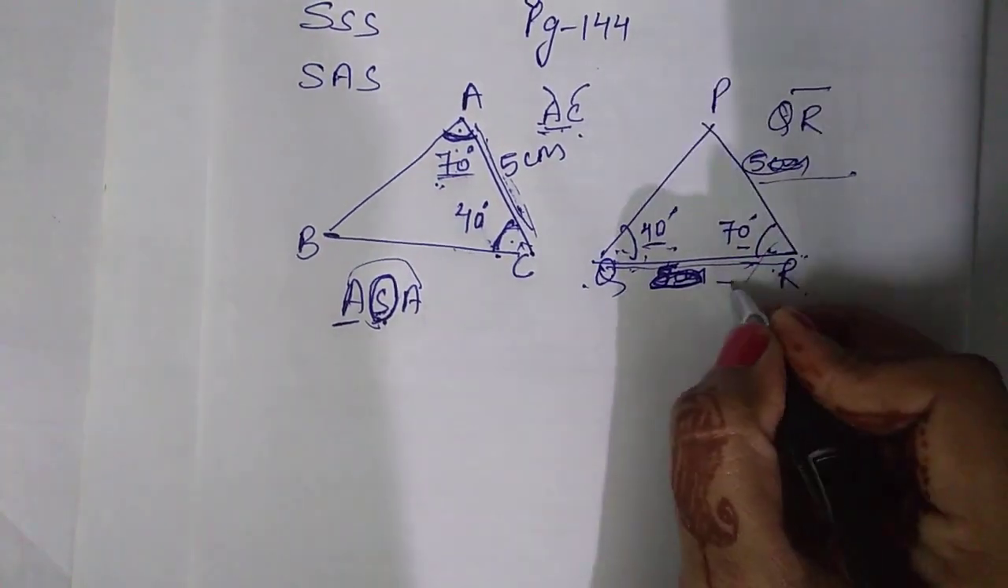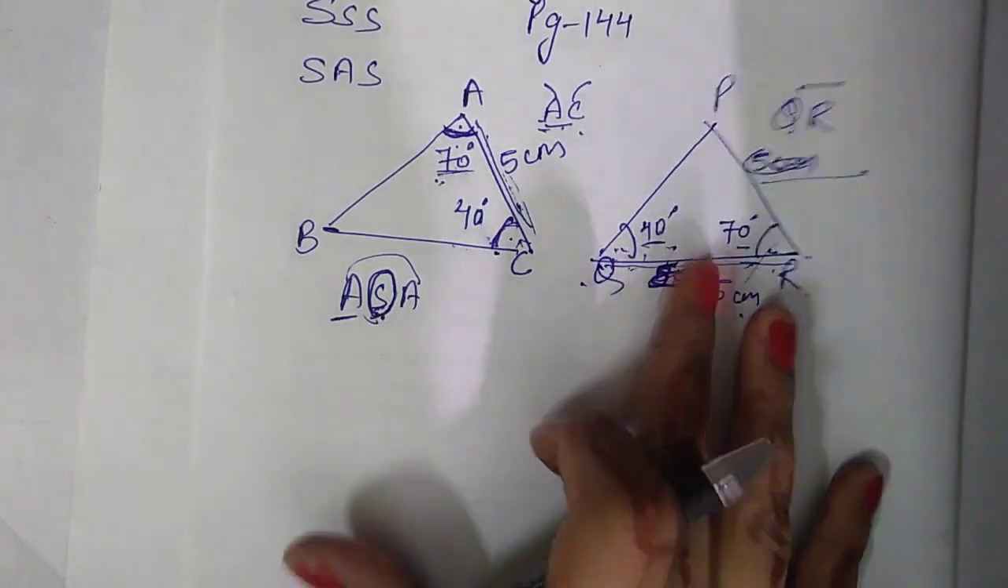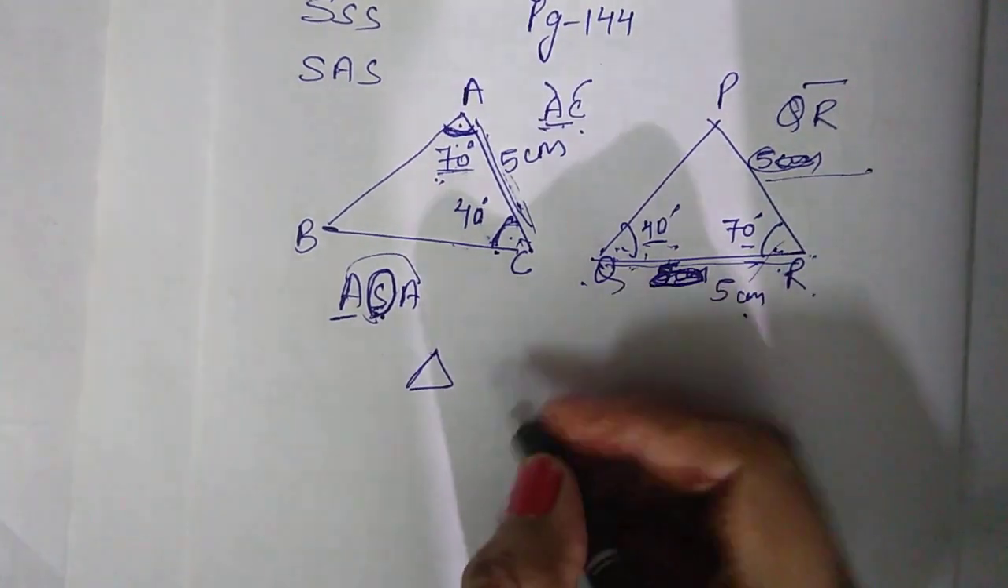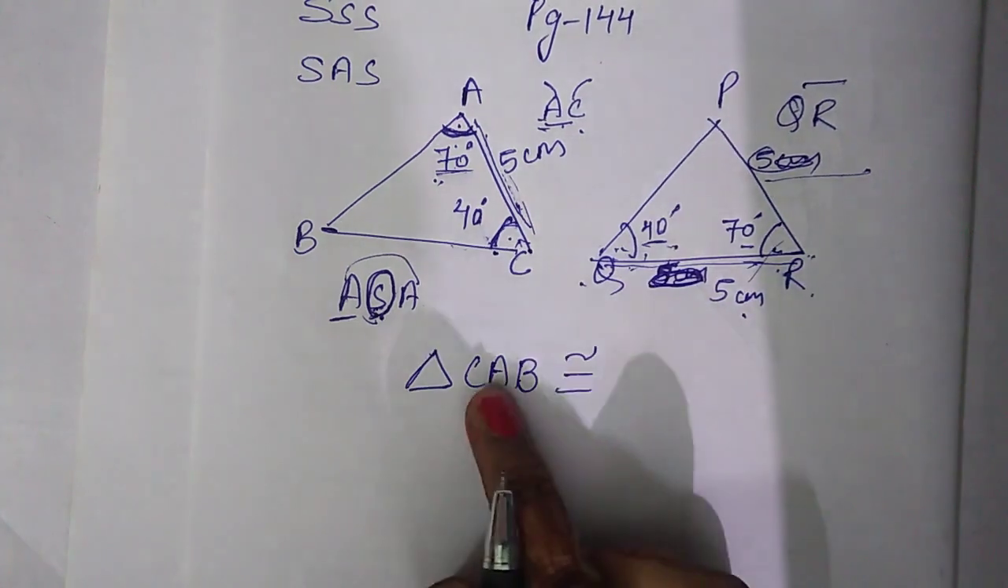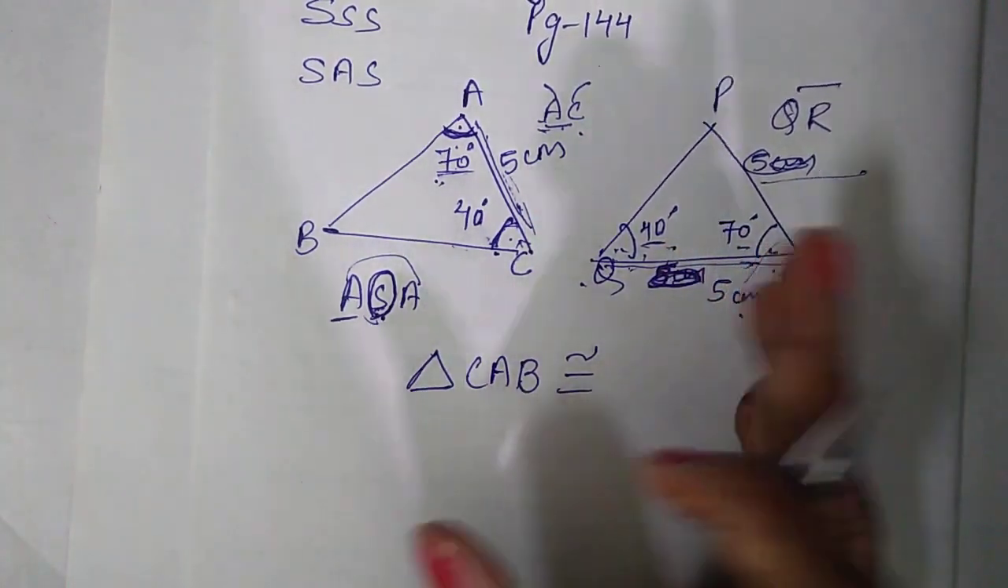So let it be here. Okay, this is 5 centimeters. Now they are congruent. I will explain how you will write the symbolic form. You can give any name, for example, you can write triangle CAB. Now this is congruent to what? This is congruent to triangle PQR, but we have to write the name in symbolic form.